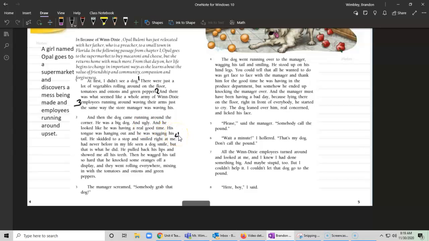So I think that's an important event. So I'm going to put that as number four. This dog's running around and then he stops and smiles at her.